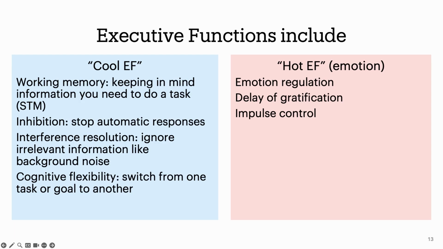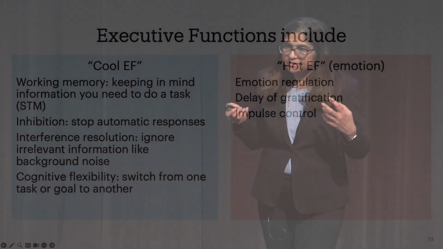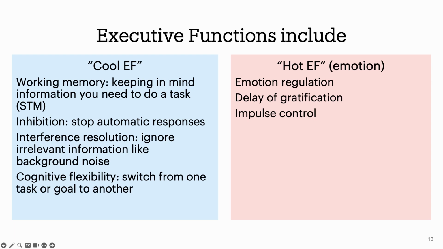Inhibition is the ability to stop responses that are kind of automatic. That would be something like you always take the same route home from work every day, but then today you have to stop at the grocery store, but you don't do that because you're so used to following a particular path. Interference resolution involves things like ignoring background noise or ignoring irrelevant information that's not relevant for the task. And then finally, cognitive flexibility is the ability to kind of switch gears, switch from one thing to another. So those are kind of characterized altogether as cool executive functions.